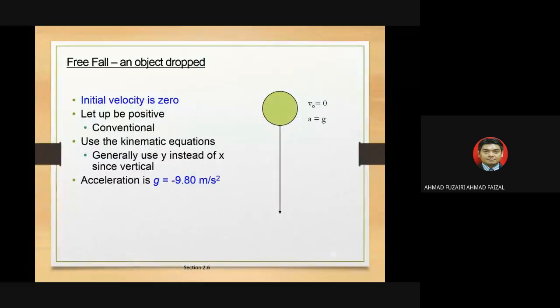The expression "free-falling object" doesn't necessarily refer to an object dropped from rest, but also to an object thrown upward or downward. For an object dropped, the initial velocity V0 is 0. Let up be positive, so down will be negative. Generally, we use y instead of x since free fall is vertical motion. The gravitational acceleration is g equal to negative 9.8 meters per second squared, as g is directed downward.